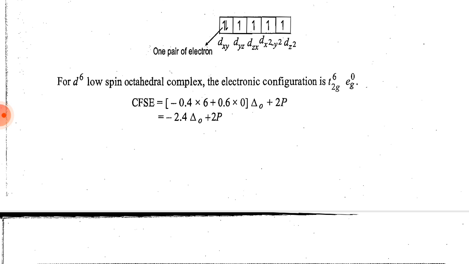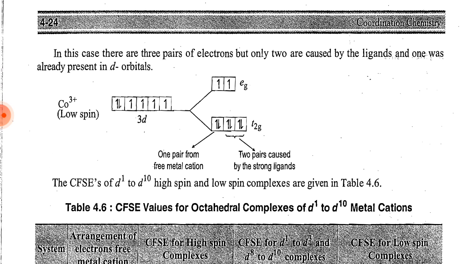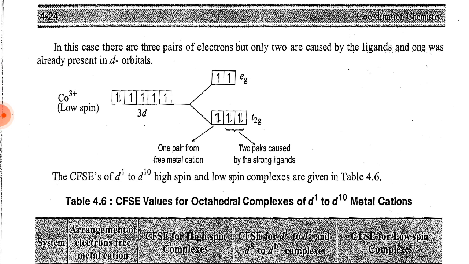For a d6 low spin octahedral complex, the electronic configuration is t2g6 eg0. CFSE is equal to, in bracket, minus 0.4 multiplied by 6 plus 0.6 multiplied by 0, bracket, multiplied by delta 0, plus 2P, so equal to minus 2.4 delta 0 plus 2P. In this case, there are three pairs of electrons, but only two are caused by the ligand and one was already present in the d orbitals. For example, Co3+ low spin 3d6 t2g6: one pair from the free metal cation, two pairs caused by the strong ligand.